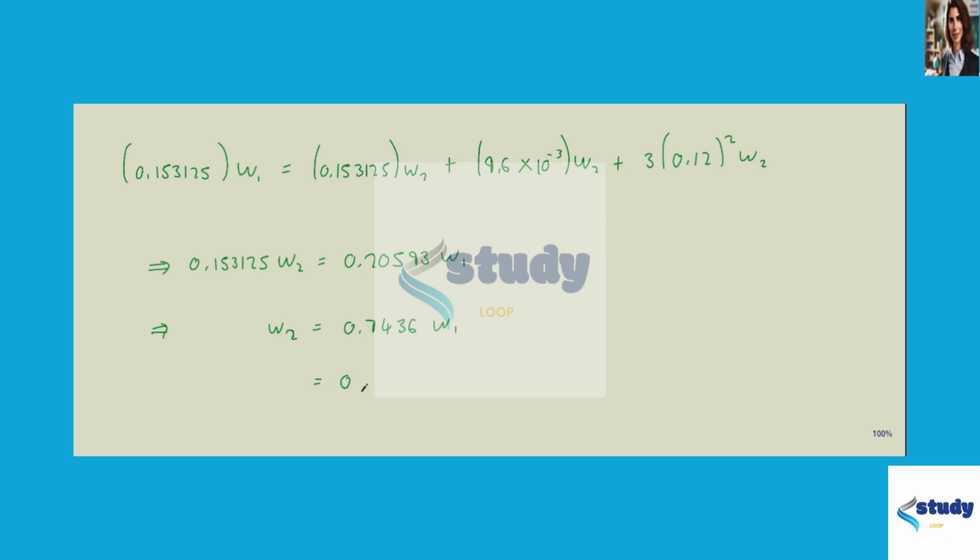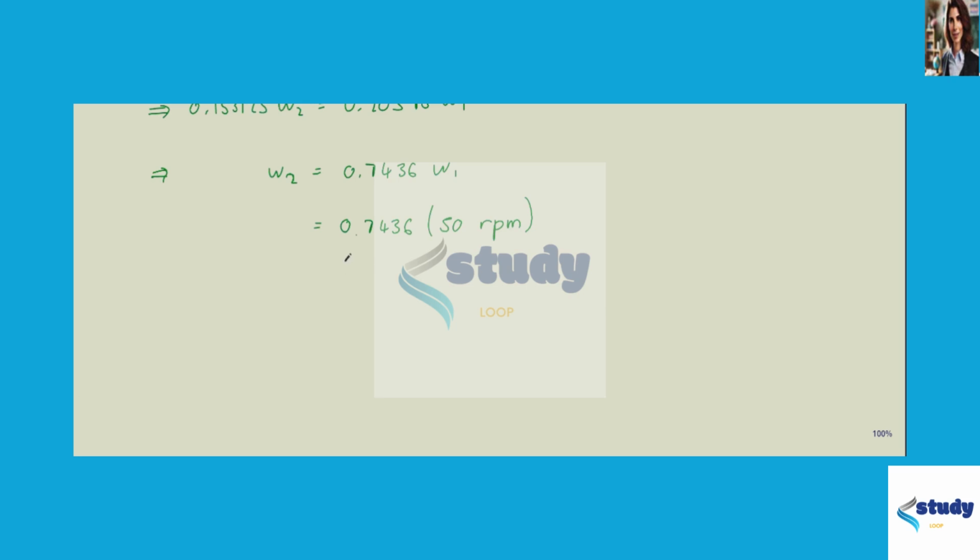So this is 0.7436 times 50 revs per minute. And hence, we have found the angular velocity in state 2, omega 2, to be 37.2 revs per minute, as required.